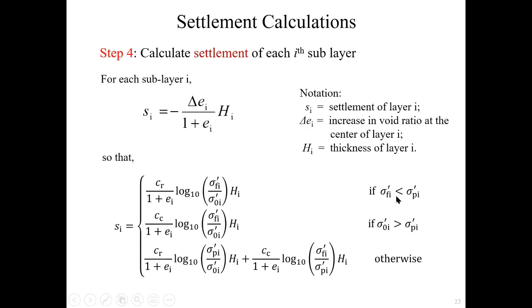And then step 4 is to calculate the settlement of each sublayer. For each sublayer, we just refer to this formula, but actually they are equivalent to this one. So mainly we need to use this formula to do the calculation. That will be the settlement calculation of each sublayer.